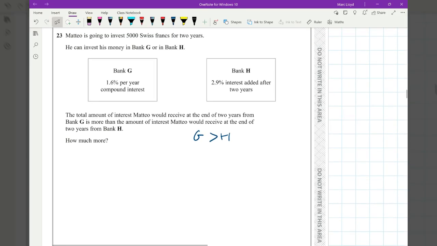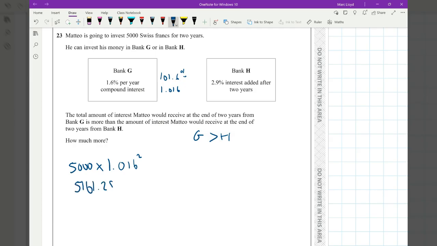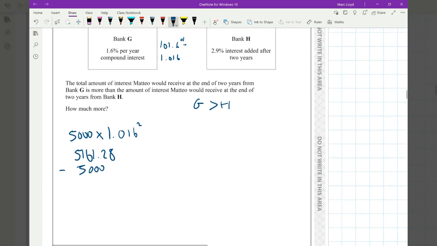Okay, so compound interest is first. So 5,000 times by 1 point, so that's going to be 101.6%, which is 1.016 as a decimal. And then because you're going to compound it for 2 years, we're multiplying by the power of 2. And that gives us 5161.28. And then we take away the 5,000, which gives us 161.28. Francs, whatever they're doing. Right.